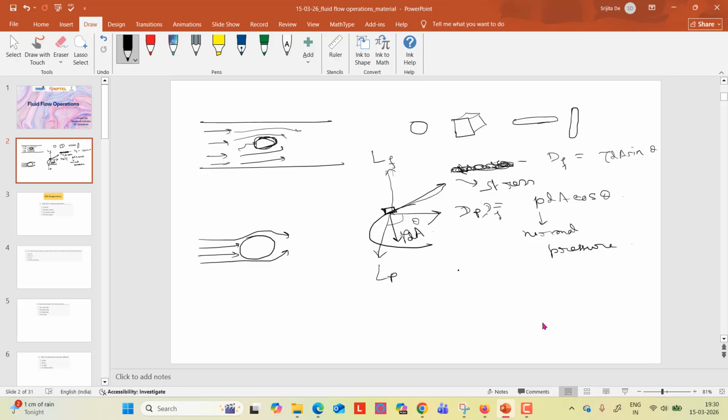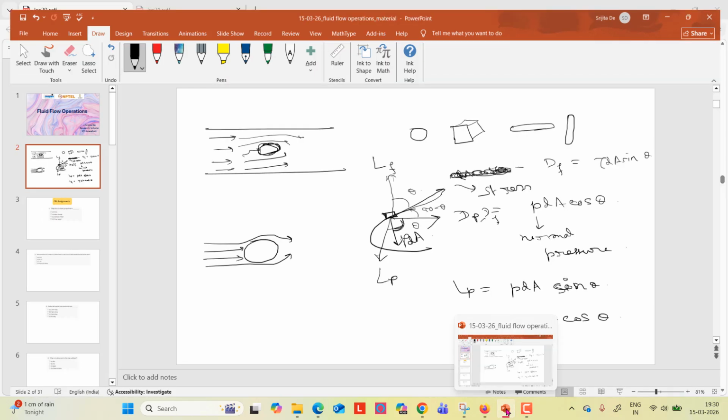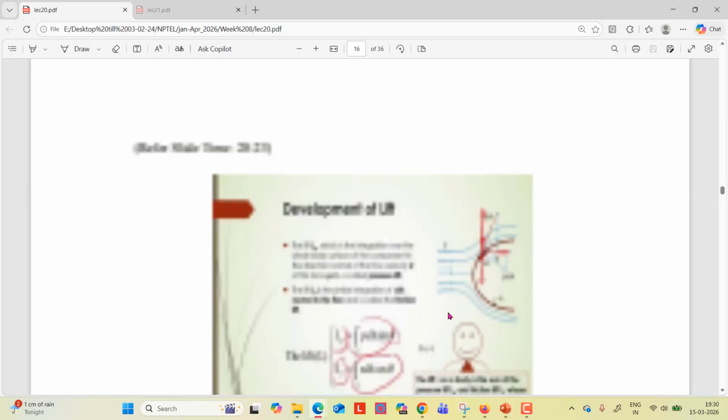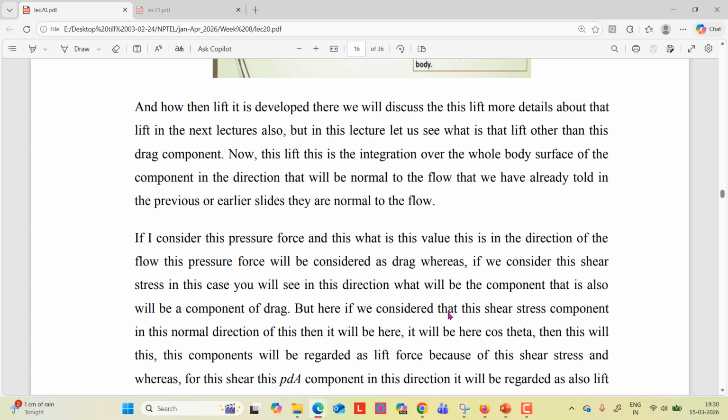And for LP, it is P dA cos theta, and LF is tau dA cos theta. Because this angle is theta, right? So this is 90 minus theta, and this is again theta, right? Sorry for the mistake, please correct it.